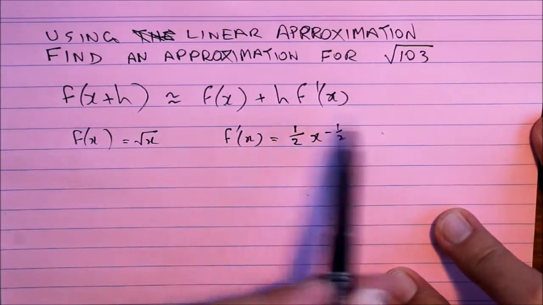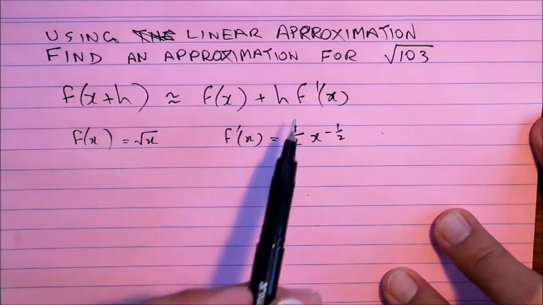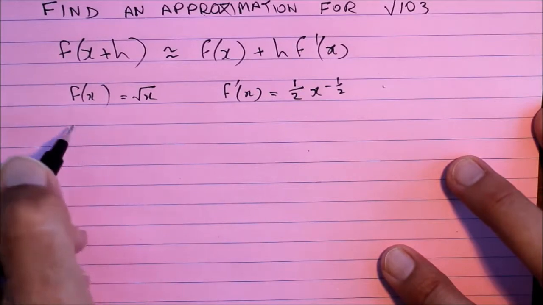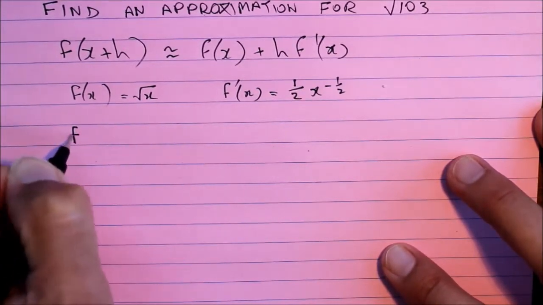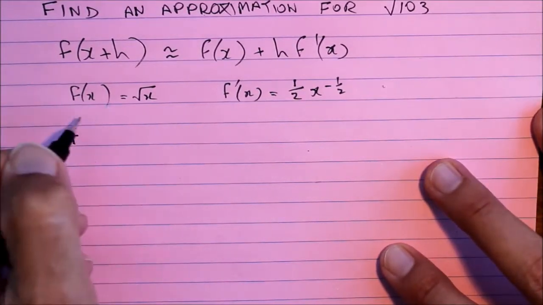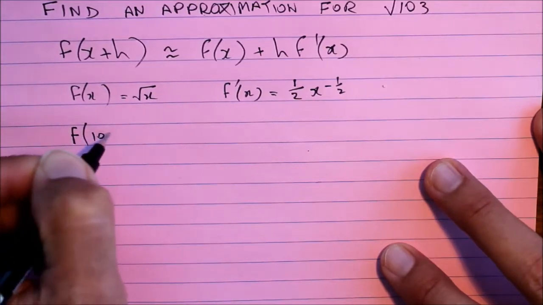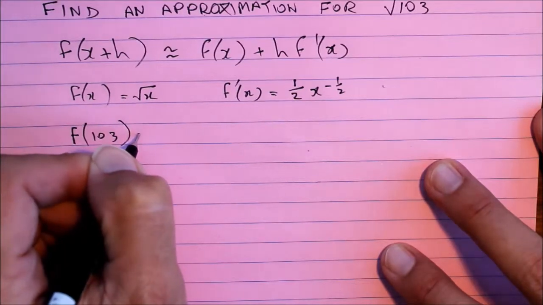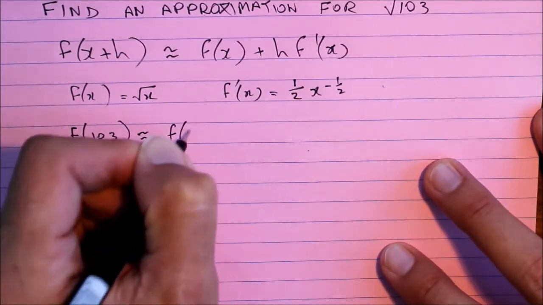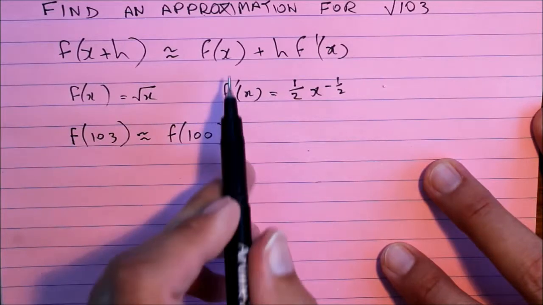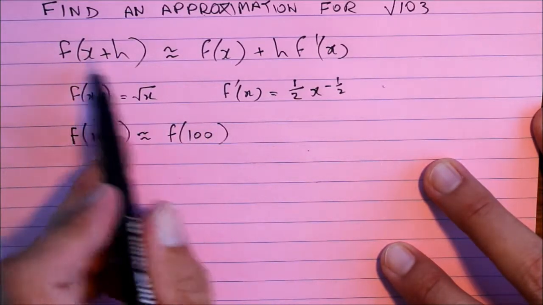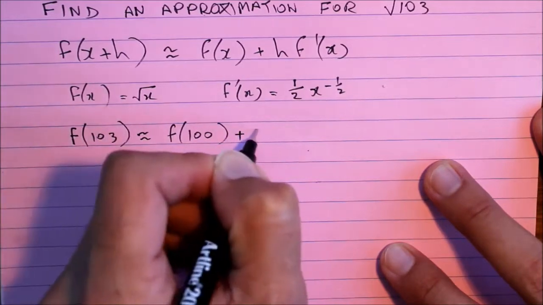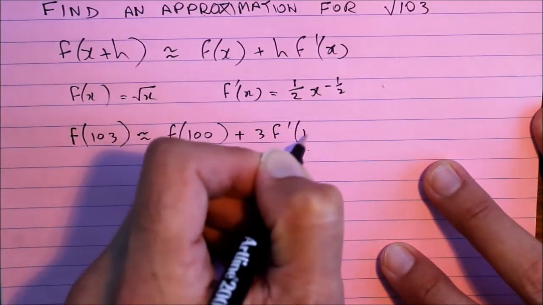Now, can I fill this equation in to make life a bit easier for myself? What I'll do is write this as, because f of x is the square root of x, what we're really interested in is f of 103. That's the wanted bit of information. That's roughly equal to f of 100. So I can see x is 100. This x plus h is 103. So therefore h is 3. So that's f dashed 100.